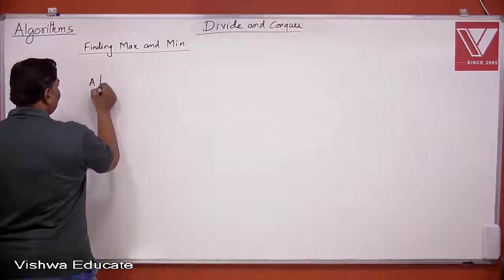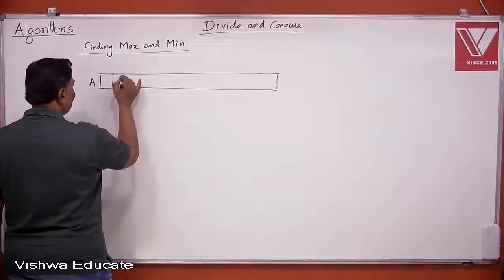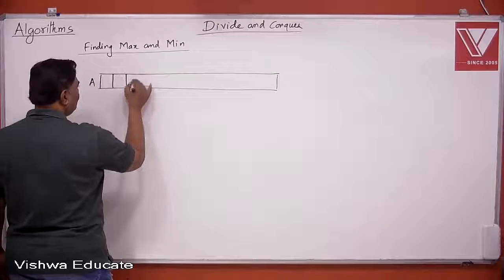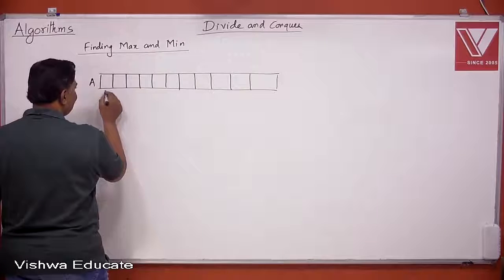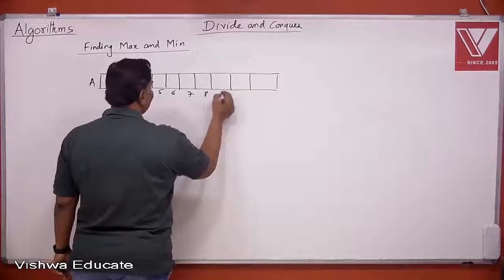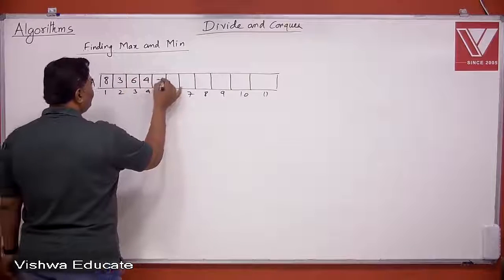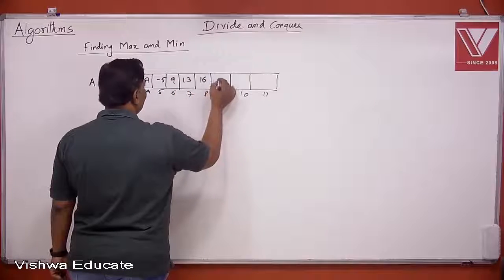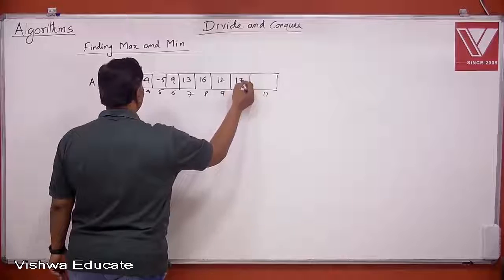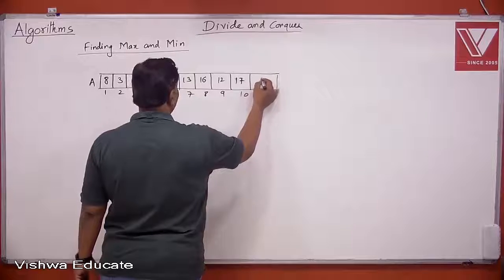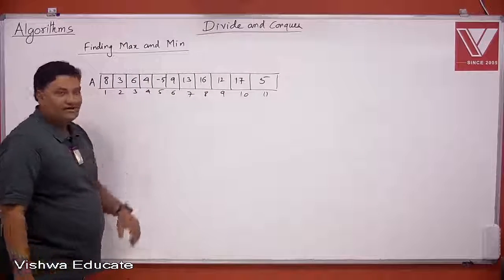See, I have an array of elements. Indices starting from 1 onwards: 2, 3, 4, 5, 6, 7, 8, 9, 10, 11. Some elements: 3, 6, 4, minus 5, 9, 13, 16, 12, 17, then 5. Now from this you can find out which is the largest element. 17 is the largest element. Which is the smallest element? Minus 5 is the smallest element.